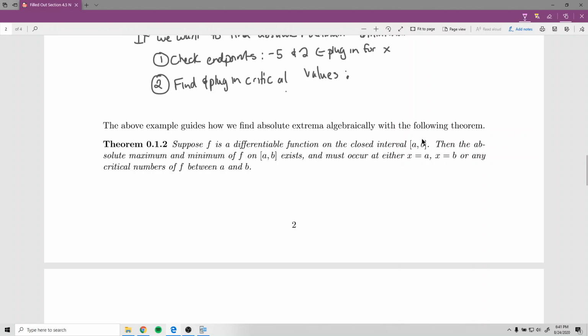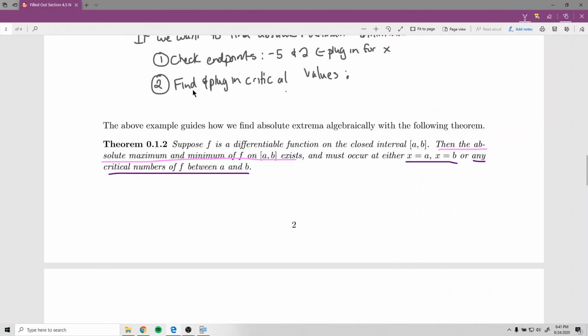Then the absolute maximum and minimum value of f on [a, b] exists, right? Once again, if you don't have closed brackets here, you might not have both. You might only have one, or you might have neither. And they must occur at either the endpoints, a or b, like we mentioned above, or any critical numbers of f between a and b.